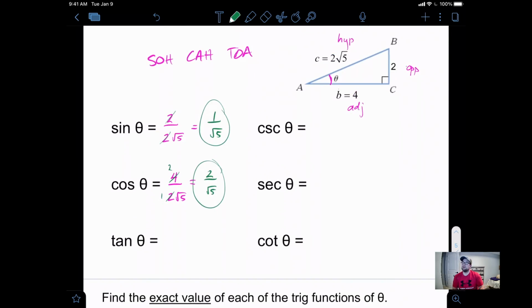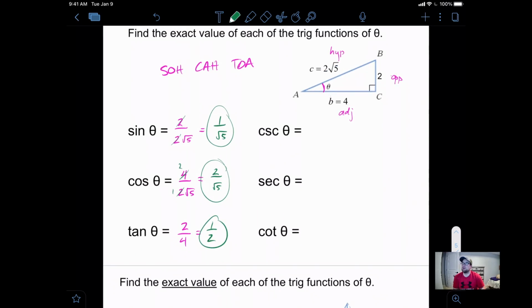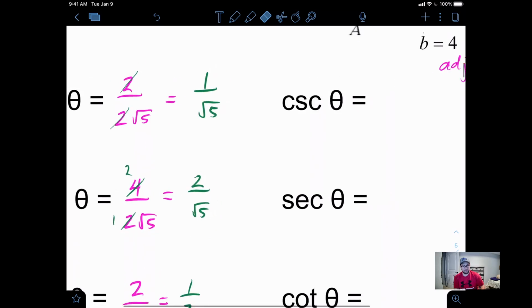Then finally, we get to tangent. Tangent is, of course, going to be the opposite over the adjacent. So that will be 2 over 4, which can then reduce down to, or I'm sorry, not 4 over 2, I'm jumping ahead, 1/2 when I reduce those. Now, the nice thing about this is since we've already done the reduction, we shouldn't have to think too much more about it. Actually, I lied. So we are going to want you to go a little bit further now that I think about it.